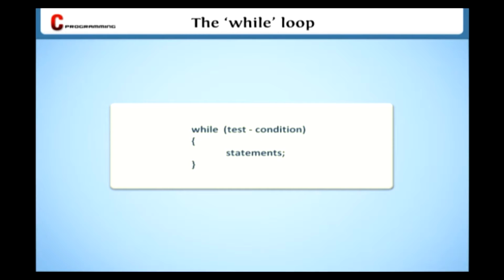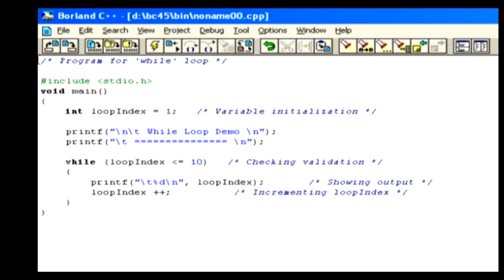Let's discuss the sample code. In this code, we declare a variable called loop index and initialize it as 1. In the while loop, we check the condition to see whether loop index is less than or equal to 10. If it is true, the output will be displayed as 1 using the printf function. Then loop index is incremented by 1, so now loop index is 2.